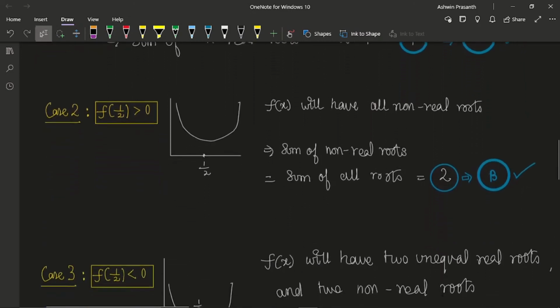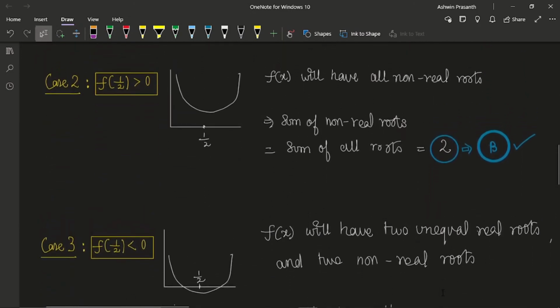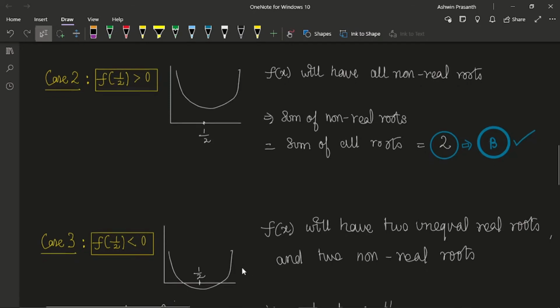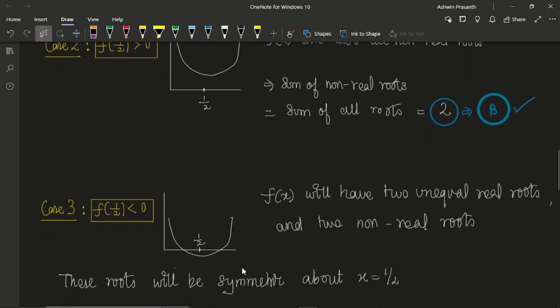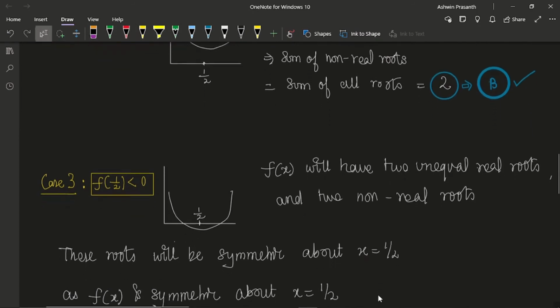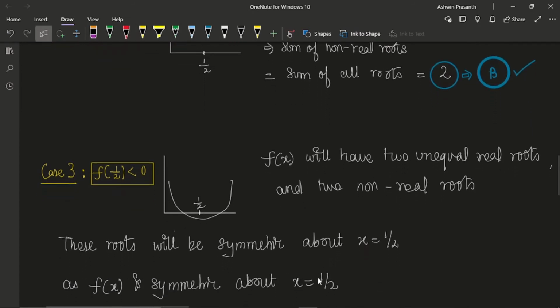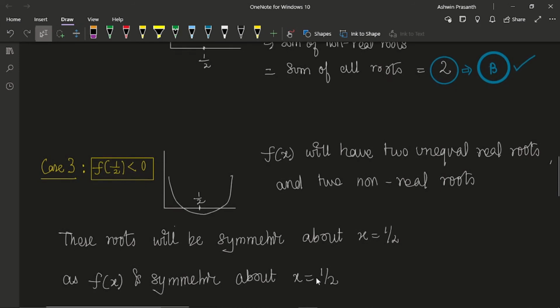Now case 3 is a bit complicated. When f of half is less than 0, it will have two unequal real roots and two non-real roots. Now one thing we can see from observation is that these roots will be symmetric about x is equal to half. Why? Because f of x is symmetric about x is equal to half. Now I'll show you the proof for that.